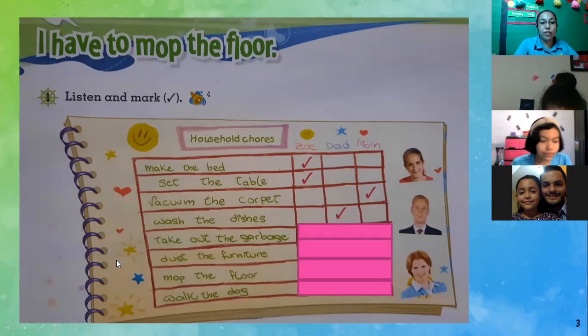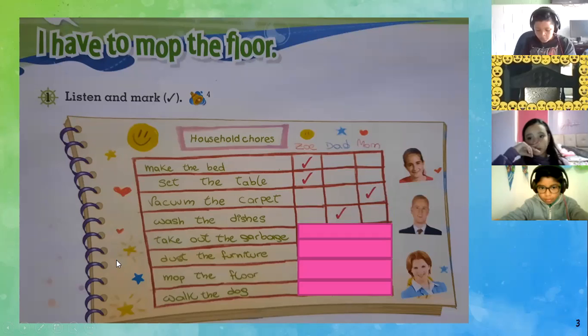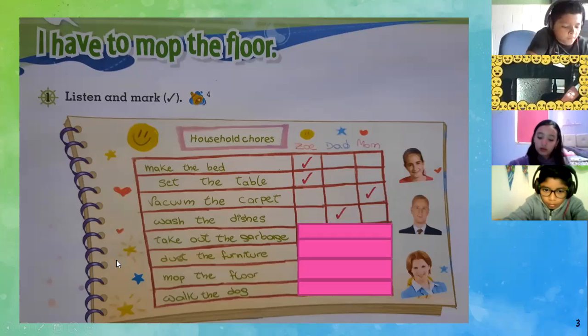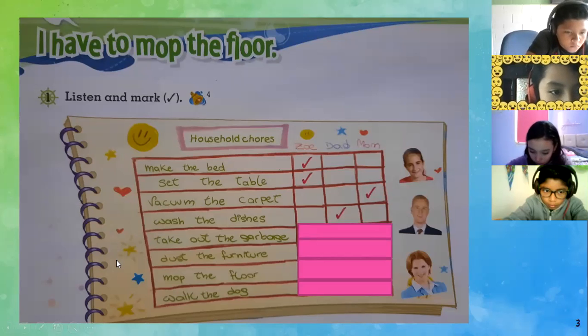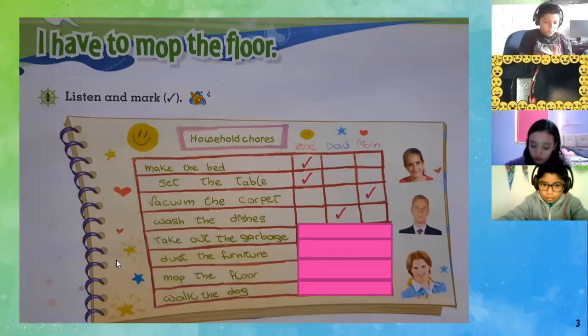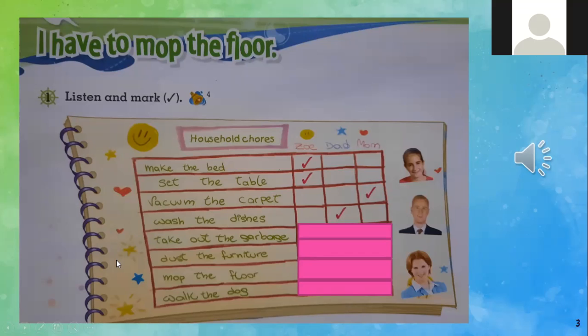Now, take out the garbage. Who has to take out the garbage? Let me see. Okay. Who has to take out the garbage? Okay, Daniel, give me the answer. Take out the garbage. So, dad or mom? Okay, Daniel. So, dad or mom? Who has to take out the garbage? Okay, let me check here. Let me see. Okay, Mia Rivera, take out the garbage. So, dad or mom?